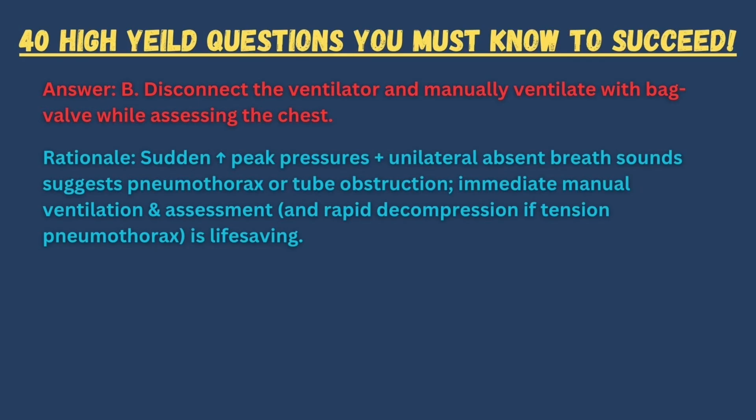Answer. B. Disconnect the ventilator and manually ventilate with bag valve while assessing the chest. Rationale. Sudden peak pressures plus unilateral absent breath sounds suggests pneumothorax or tube obstruction. Immediate manual ventilation and assessment, and rapid decompression if tension pneumothorax, is life-saving.